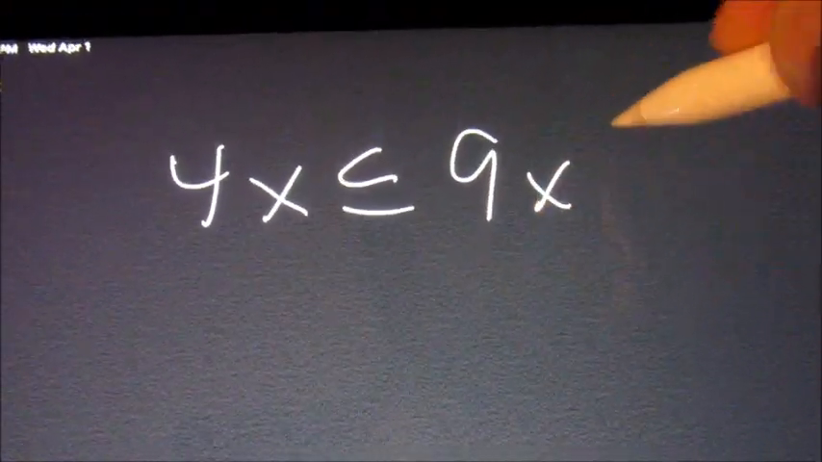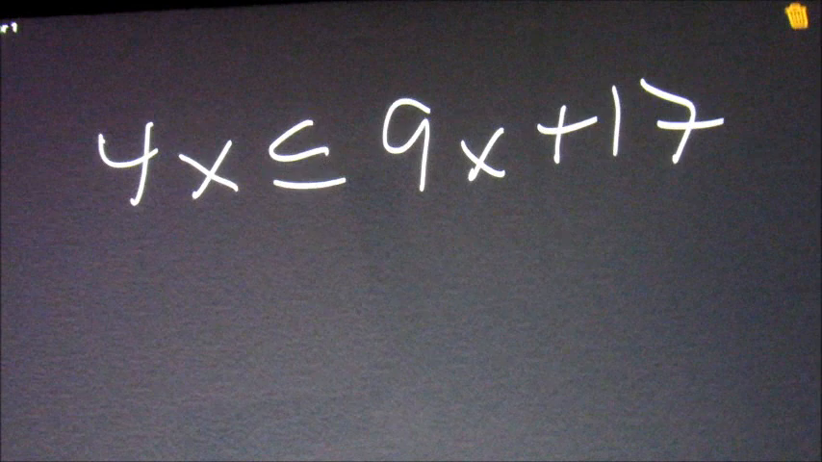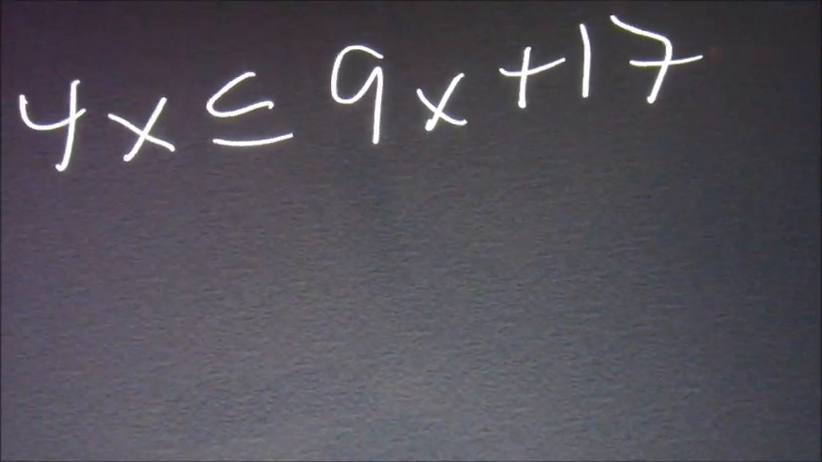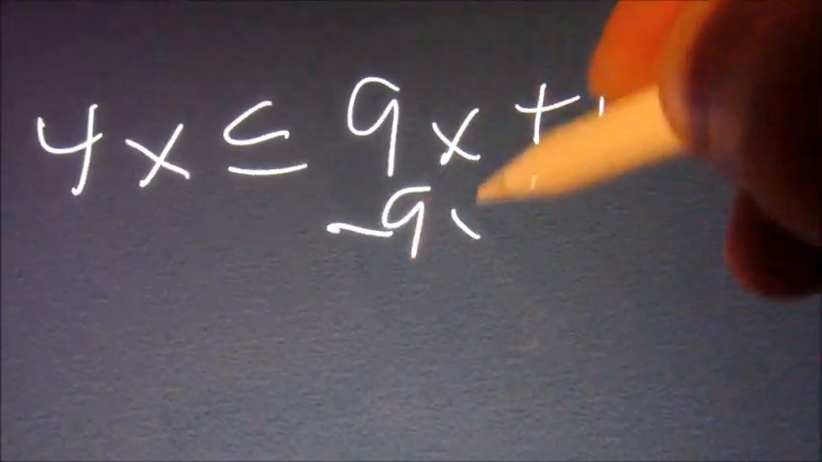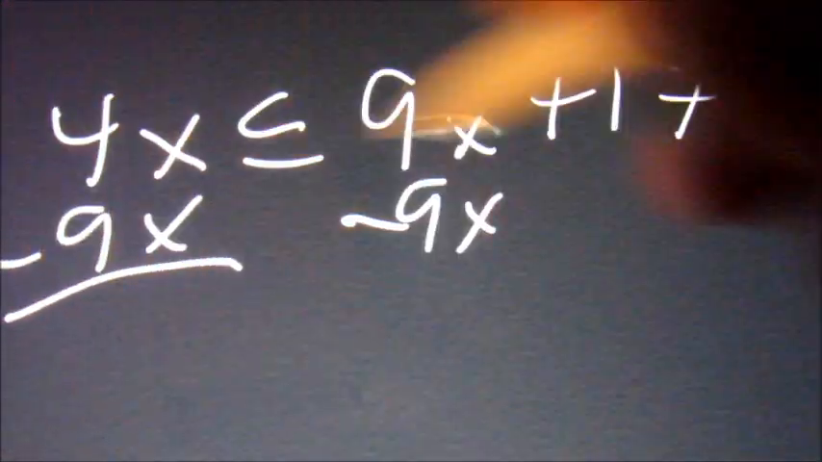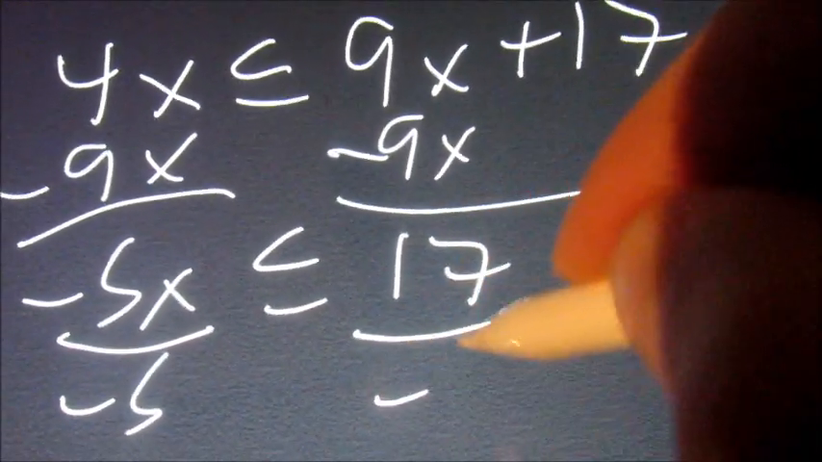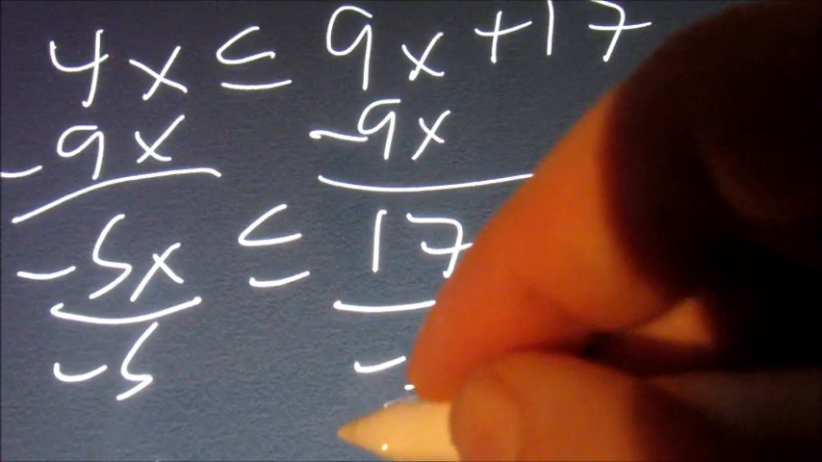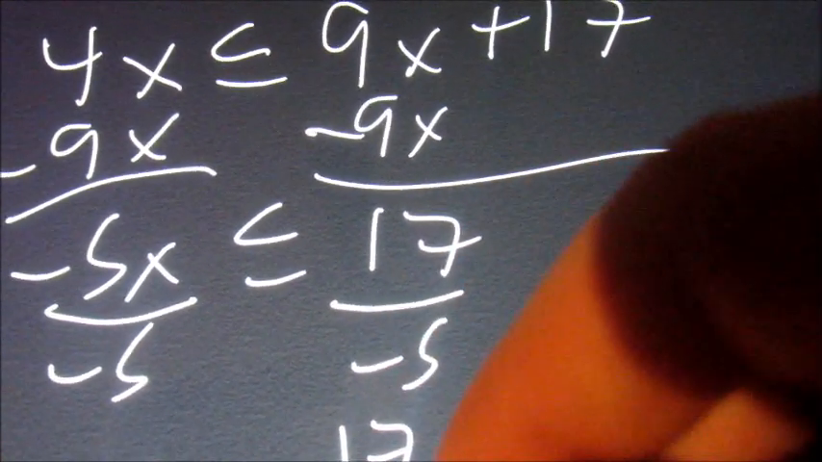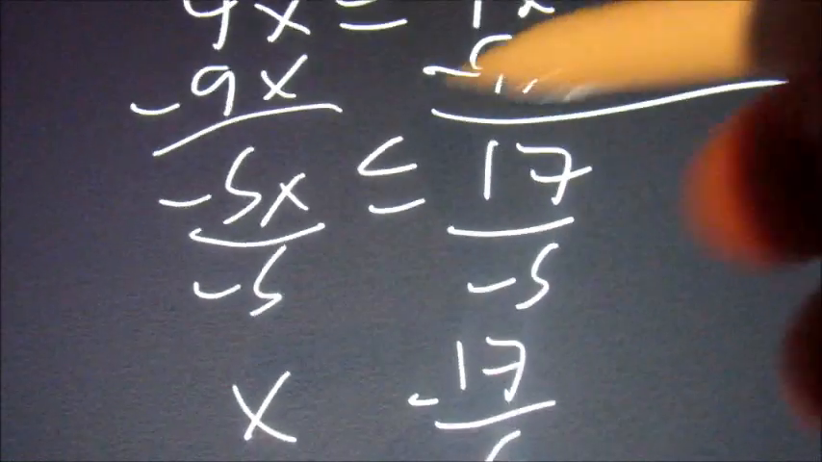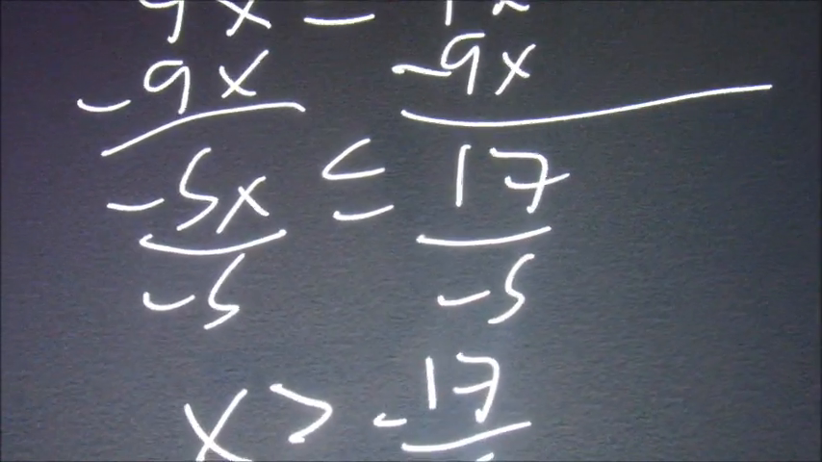Okay, now let's say that we have 4x is less than or equal to 9x plus 17. So we want our x's on one side and our numbers on the other. So I'm going to subtract 9x from both sides. And I'm going to have negative 5x less than or equal to 17. Now I divide by negative 5. So x, and on this side we're going to have negative 17 over 5. We have to change the direction of the sign, so it becomes greater than or equal to.